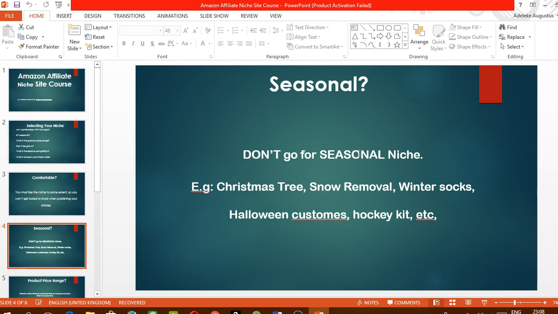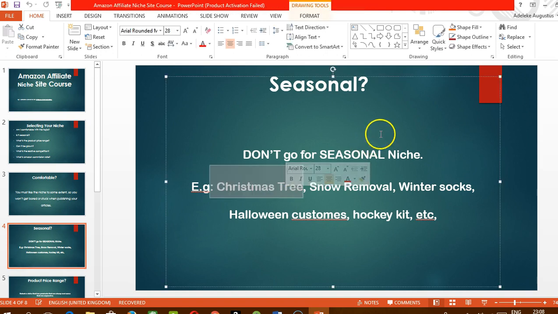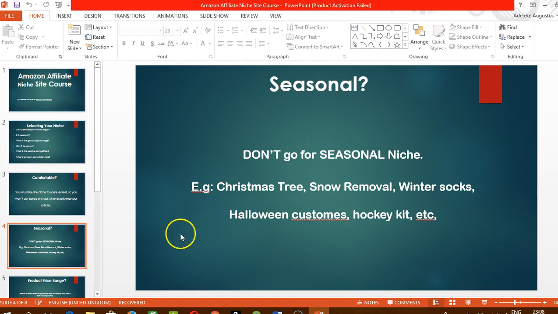Take for instance, if you have a site about Christmas trees, obviously you will not sell Christmas trees in May, so you will not make much money from that kind of site, only through the December season. If you have a site about snow removal, you will not make money during summer because there is no snow during summer. If you have a site about winter socks, you will not make money during summer as well, because people don't have to wear winter socks during summer. If you have a site about Halloween and so on and so forth. So you want to pick something that is not seasonal.